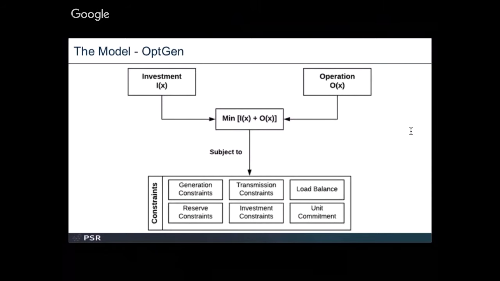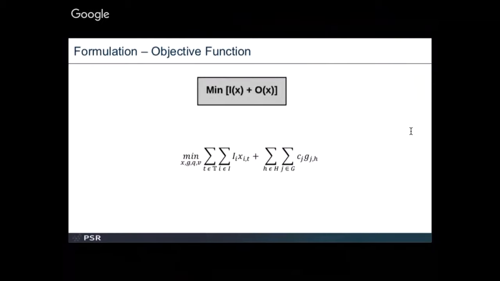So, as I said, the model, which we call at PSR OptiGen, is a big MIP where we aim to minimize investment and operation costs, subject to lots of constraints. So we are subject to investment constraints and operation constraints that model everything I just said. So we have generation constraints, transmission constraints, load balance, reserve constraints, and unit commitment constraints. So I will show some of the main constraints of the model, not all of them. You may ask me later or talk to me later if you want any more details.